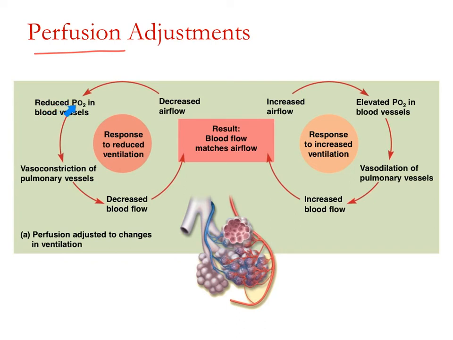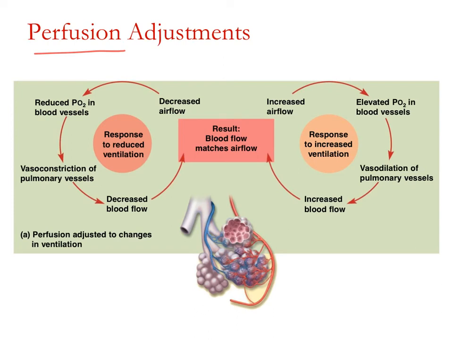So if you decrease the amount of oxygen in the blood vessels, what do you want them to do? You have bad airflow, you want to have reduced blood flow. So you have constriction of the pulmonary vessels, decreasing your blood flow, which matches your decreased airflow. Why on earth do you want to have good blood flow to a region that's not going to bring you a lot of oxygen? It's not going to be very efficient.